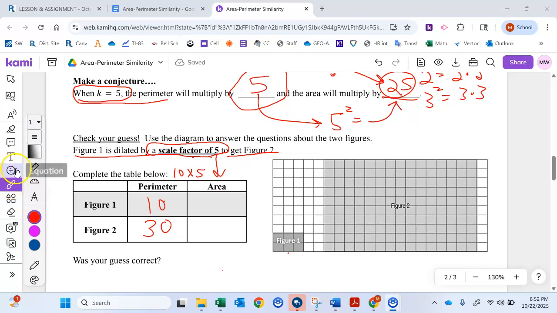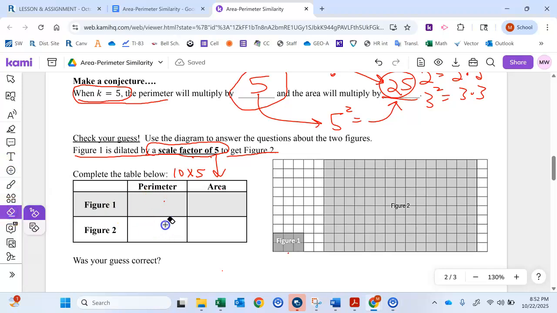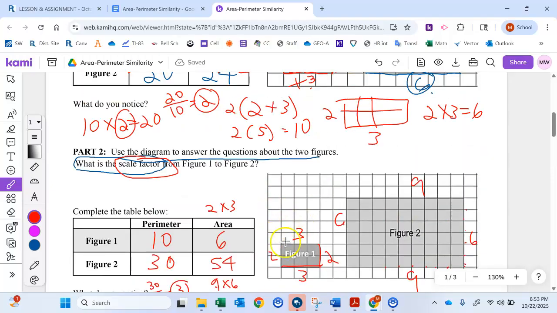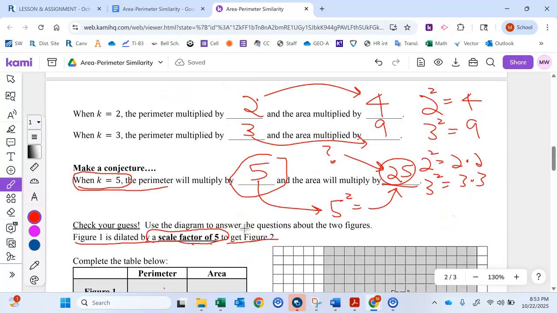Okay, so now let's go ahead. I made a mistake here. What we're going to do now is look at this figure 2 and try to figure out what the area and the perimeter are. We're going to start with figure 1. It's dilated, or increased, by a scale factor of 5 in this case, since it's greater than 1. It's pretty easy to figure out the perimeter. We actually already did it in the previous examples. It's the same: 10 was the perimeter and the area was 6.